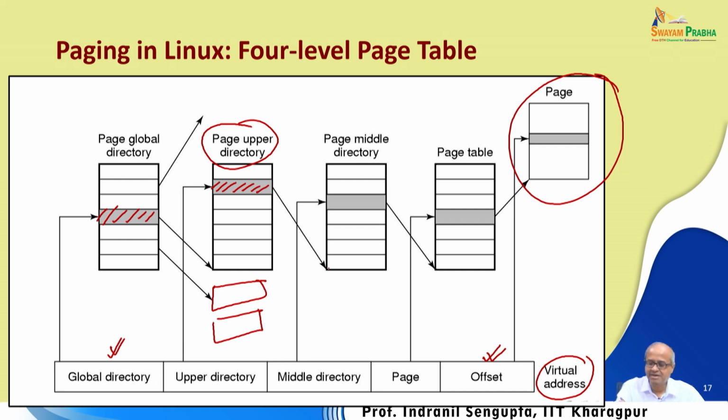Similarly, that entry will contain one of the next level page tables. Here again there will be many page tables, and the middle directory will tell you the offset in this table. Similarly, the last level will provide an offset, and finally what is stored here is your page number.